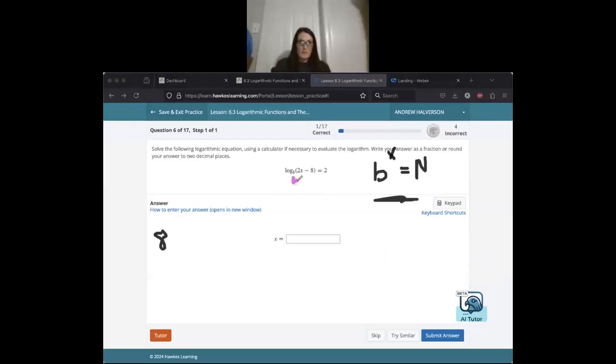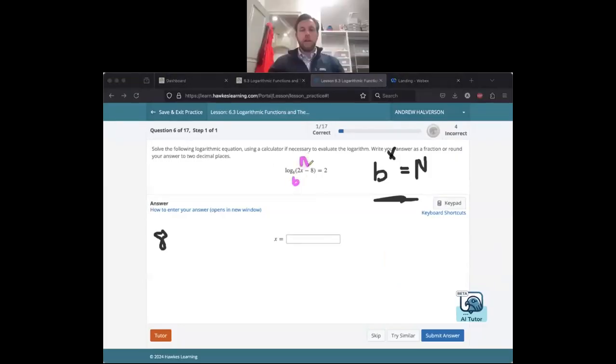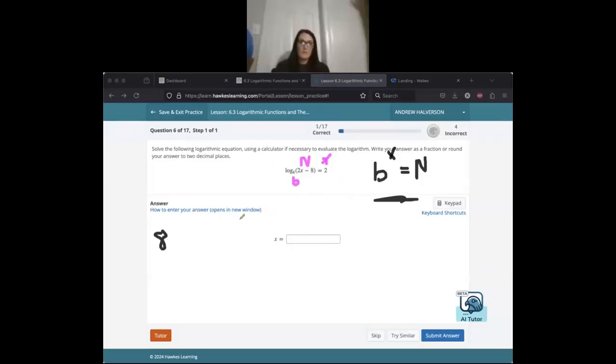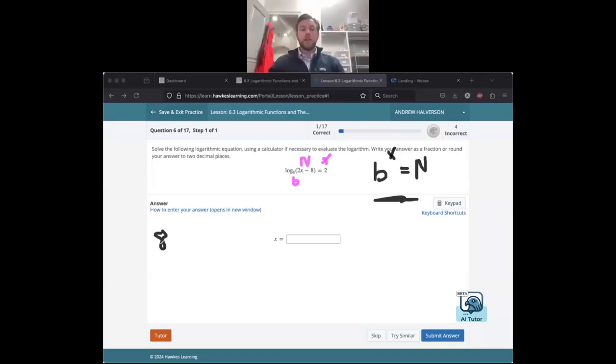So here's your base, here's your n, and this is your x. That's what I recommend whenever you're trying to convert a log to an exponential: label the parts. And so b is the base, 2 is the exponent, and it equals the n of 2x minus 8.